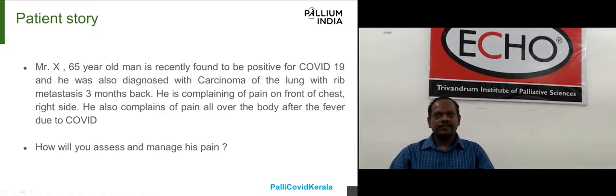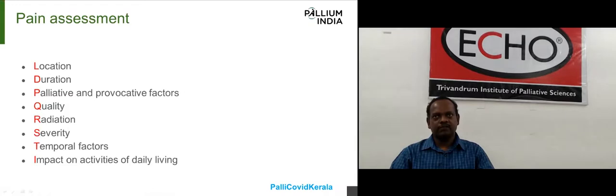For assessing the pain of the patient, we have to get more details about the pain. So how can we assess pain? If you remember this mnemonic, LDPQRSTI, it will be easy for pain assessment. Where L is the location of the pain, where exactly the pain is. D is duration, since how long you have had pain.